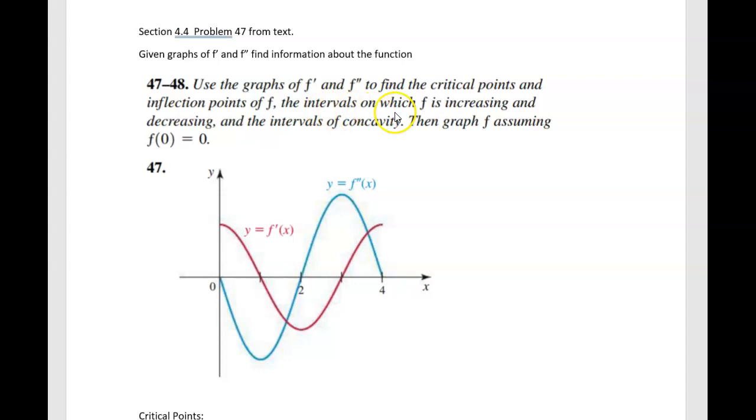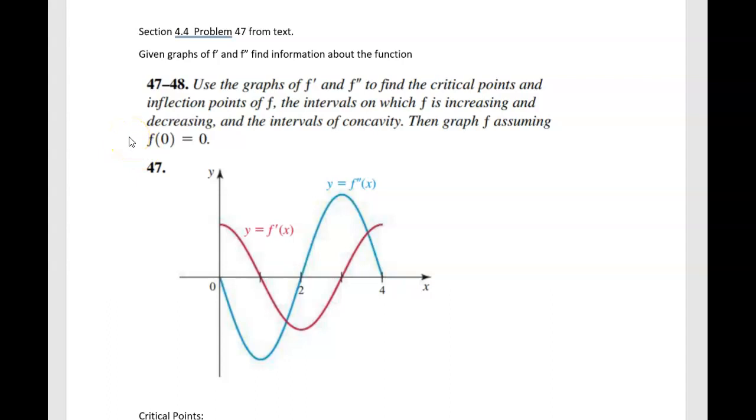The intervals on which f is increasing, which means your answer will be in interval notation, and decreasing, and the intervals of concavity. So the phrasing of the question helps you know what form your answer should take. Then they want you to sketch a graph of f, assuming that f of 0 equals 0, or that the graph goes through the origin is what they're telling you.